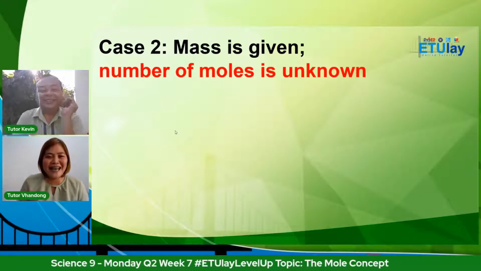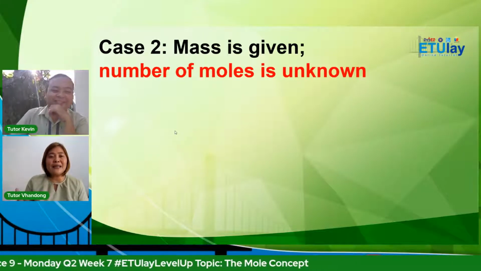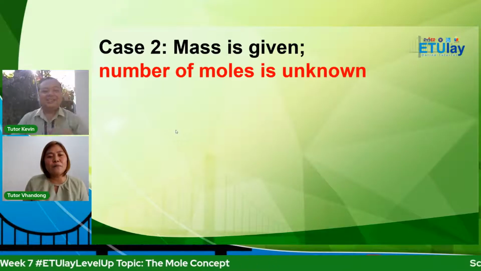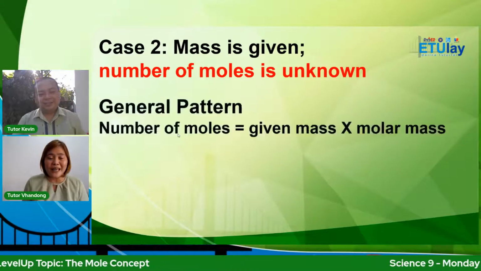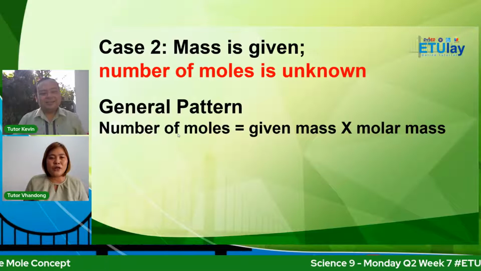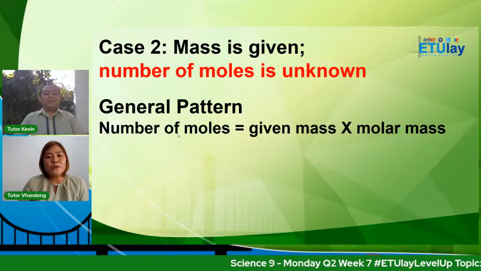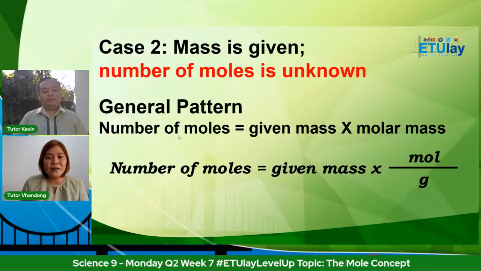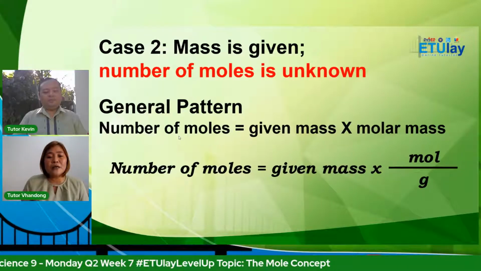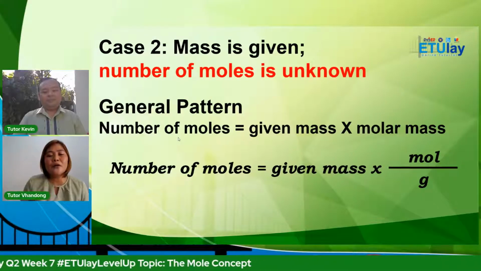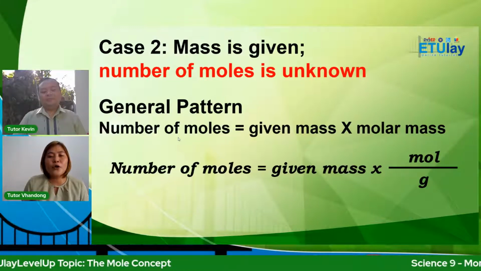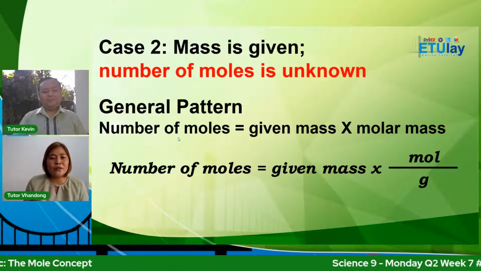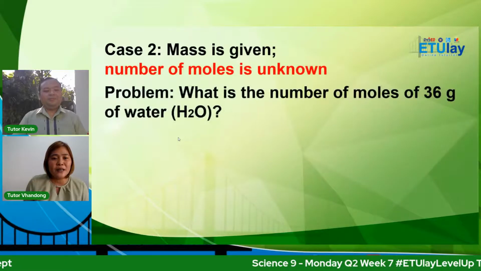Right. Alright, let's proceed, Tutor Kevin, with case number 2. Mass is given, number of moles is unknown. So Tutor Kevin, what is our general pattern? Number of moles equals given mass times molar mass. Alright, so number of moles equals given mass over molar mass. Alright, so Tutor Kevin, let's have an example for this.